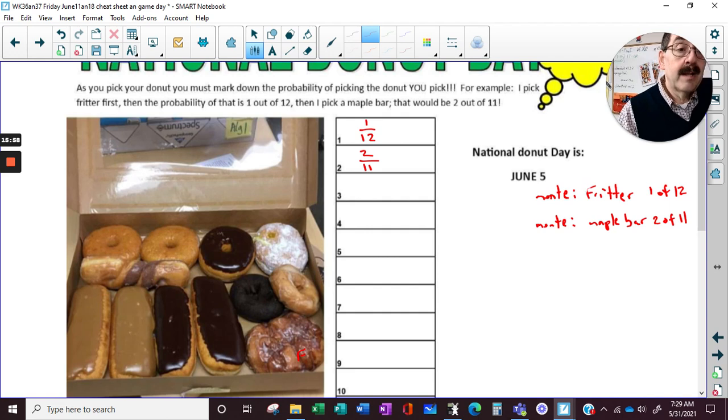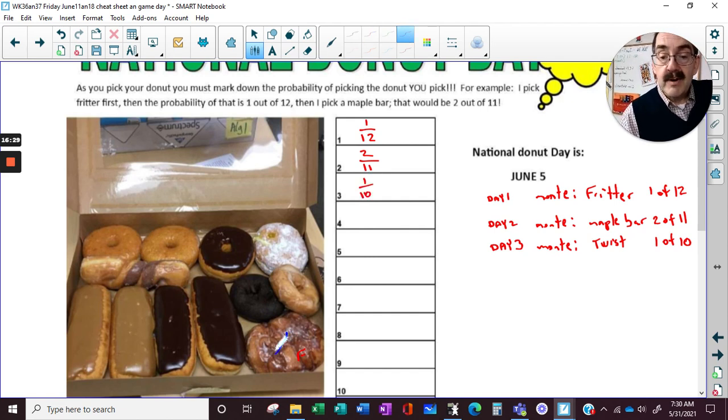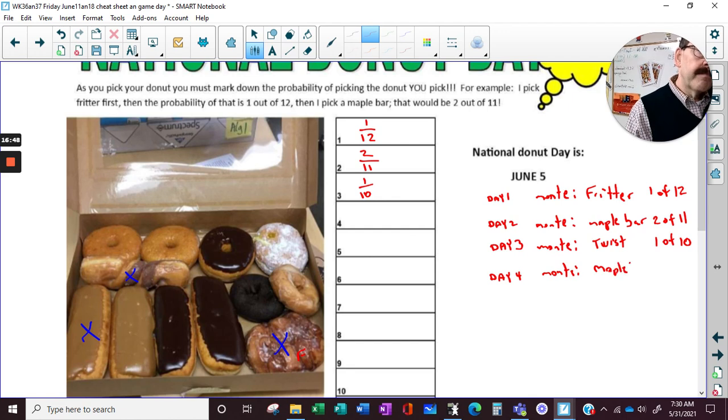Now it gets complicated. Okay, this is day 1. This is day 2. Day 3. Just for fun, let's do the twist. Monty says twist. Okay, now the twist is 1 of, there's only 10 donuts left, 1 of 10. Okay, now as you do this, you got to cross them out, right? Fritter's gone, maple bar's gone, twist's gone. Now, just so that you see the flow of this, let's go day 4, and we want the other maple bar. This time there's only 1 maple bar, and there's only 9 donuts left, so 1 of 9. Okay, so hopefully you see the flow of this and the complicatedness of exact order.